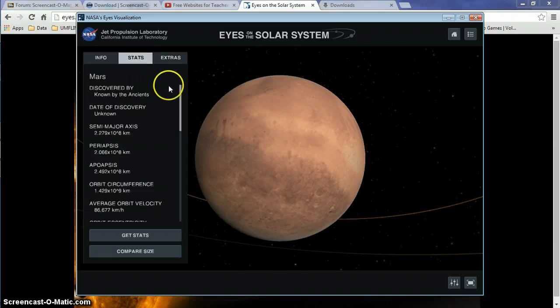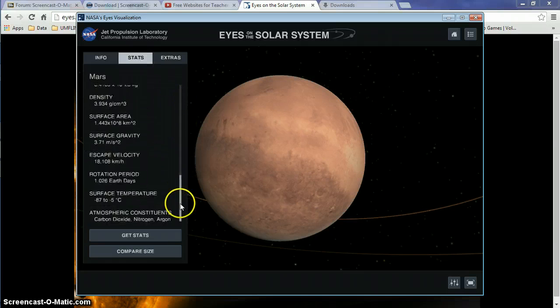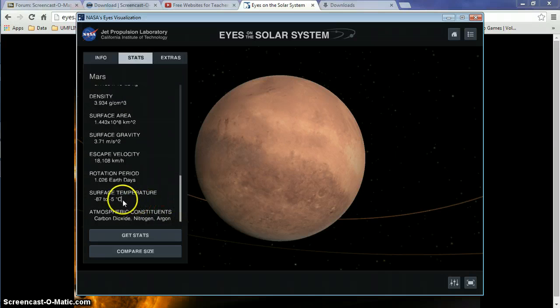If you look at the stats, you call it the red planet. People think red, so they think hot. It is actually very cold. It's very, very cold on Mars. It's negative 87 degrees Celsius to negative 5 degrees Celsius.